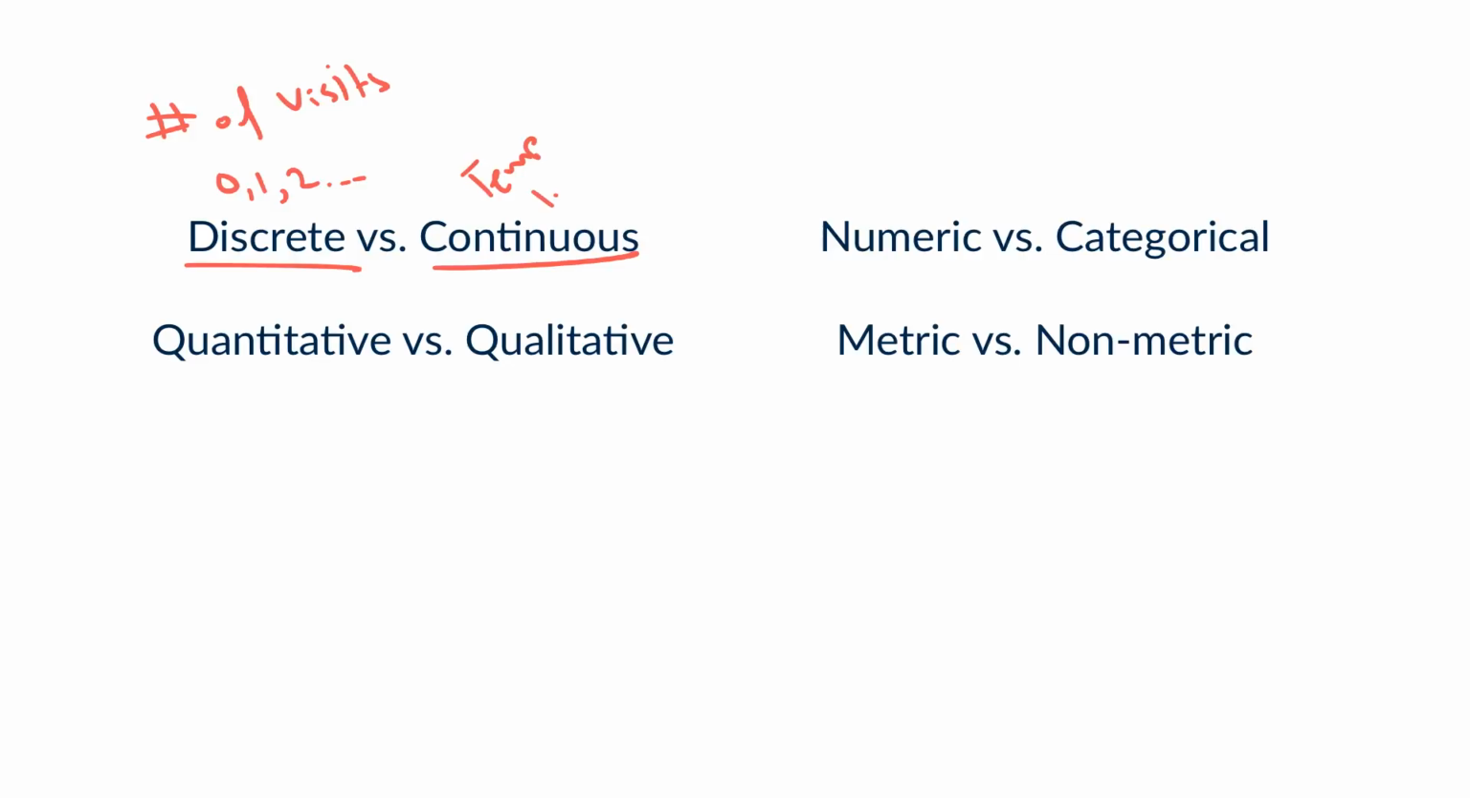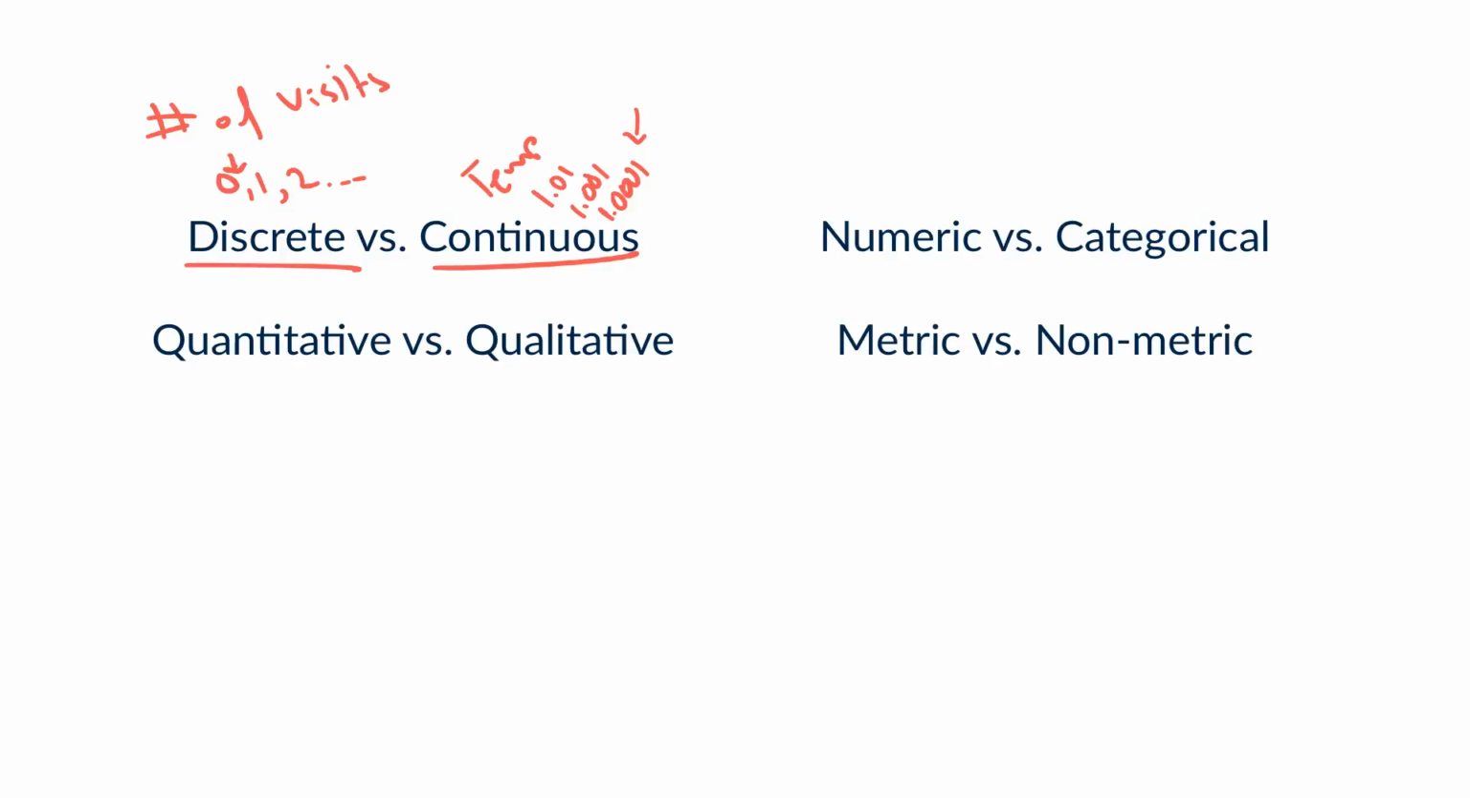We could be 1.01, 1.001, 1.0001, and we could continue doing this almost forever. Now, whether we could actually measure those or not is kind of beside the point, but the idea is that there is an infinite number of possible temperatures, whereas there's not necessarily an infinite number of possible visits in between each discrete number of visits.